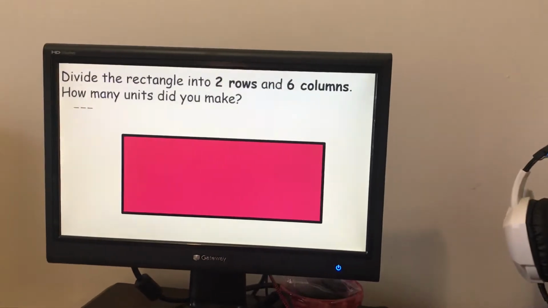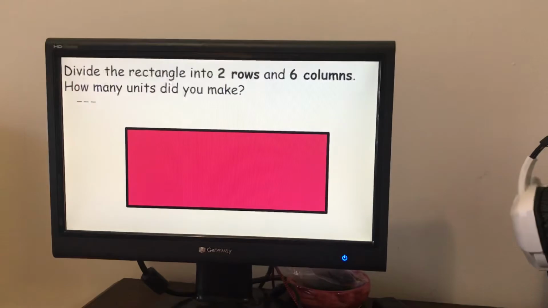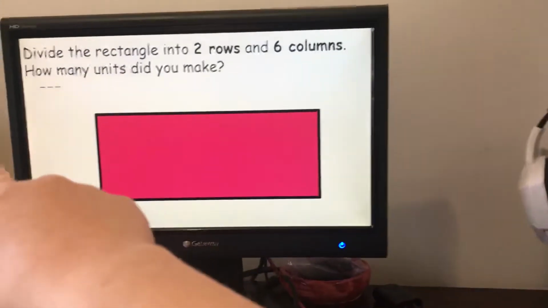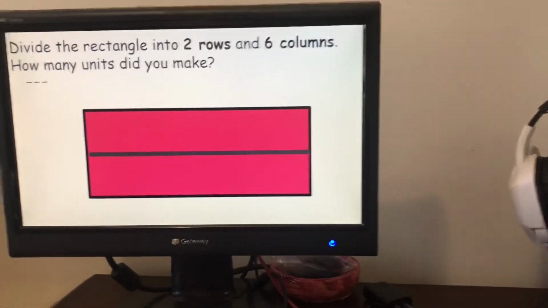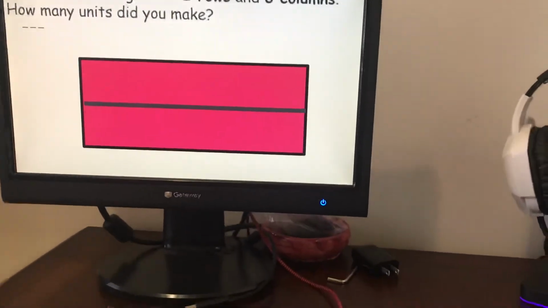Divide the rectangle into 2 rows and 6 columns. How many units did you make? Now remember, divide just means cut it up. So let's do 2 rows. Remember, row, like that. Make 2 rows, like cut it in half. Now let's do 6 columns.